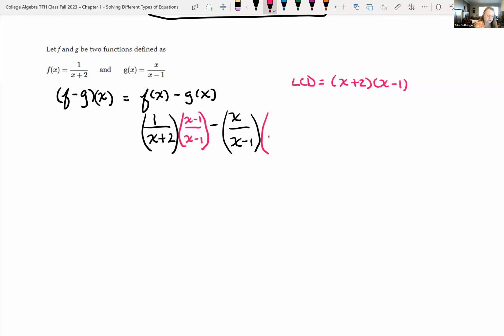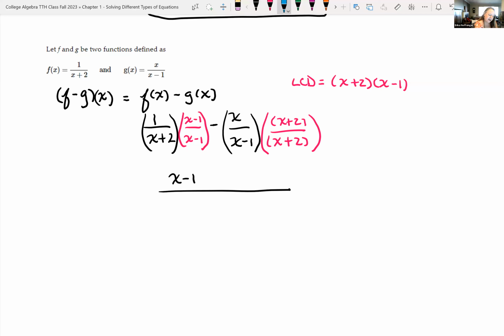For the second fraction, to get the least common denominator, I would need to multiply by a fancy one of x plus 2 all over x plus 2. So multiplying the numerator in the first fraction, I'm left with 1 times x minus 1, which is x minus 1.